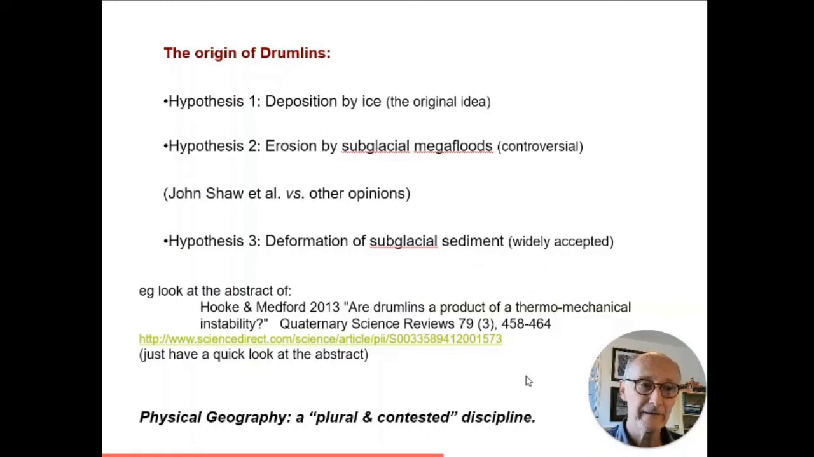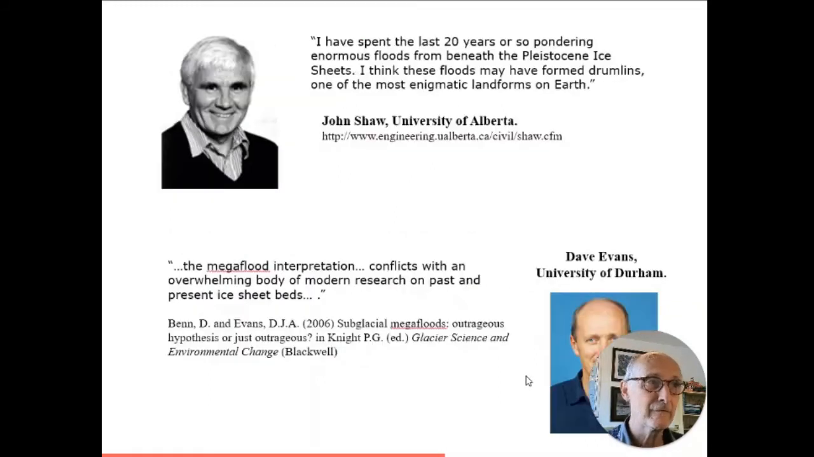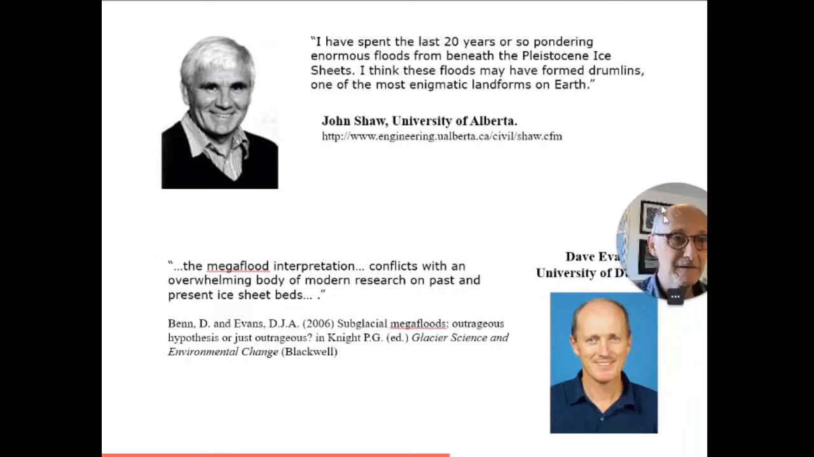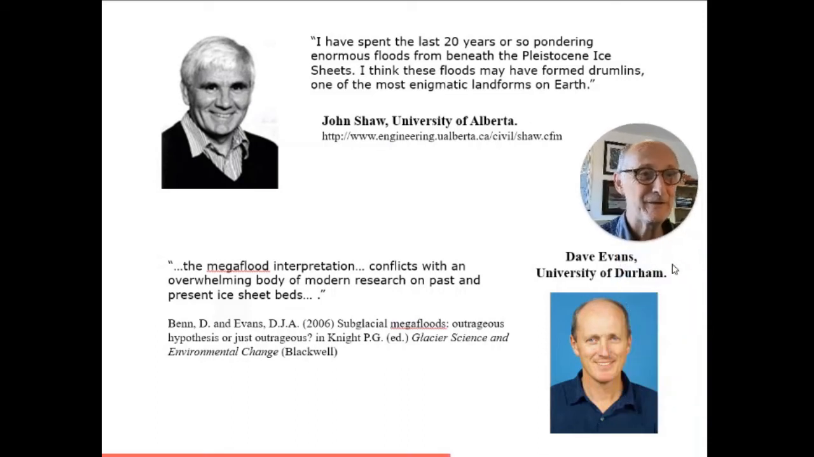So this is John Shaw, the researcher who did a lot of work on subglacial floods, the subglacial floods hypothesis. And as you can see, he says that he thinks those floods may have been responsible for the formation of drumlins. But other people, such as Dave Evans, who I'm very rudely covering up there in the bottom of the picture, and other scientists disagreed with that and said that the mega flood interpretation conflicted with the evidence that he was proposing.